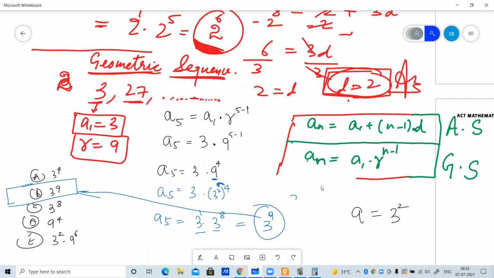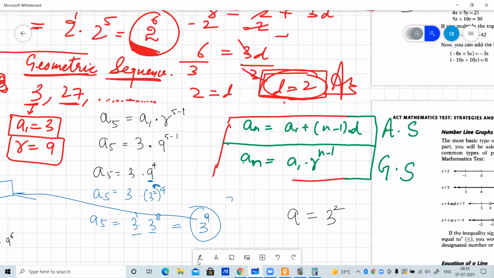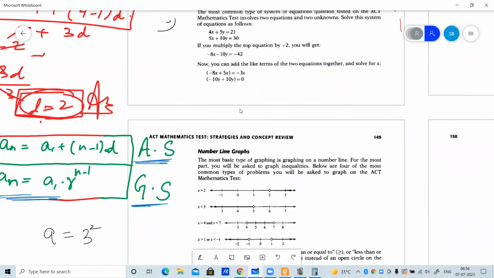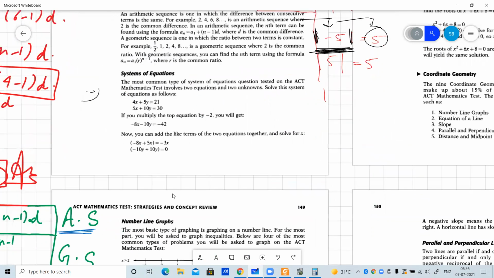Right. So this was a geometric sequence. These two formulas, you need to remember them by heart. An is equal to a1 times r to the n minus 1, and an is equal to a1 plus n minus 1 times d. The one above is for the arithmetic sequence, and the one below is for the geometric sequence.